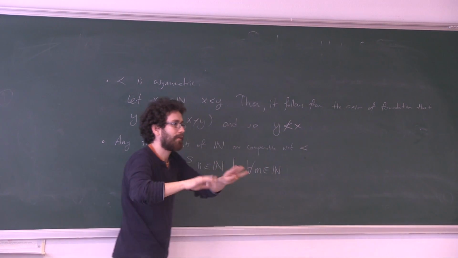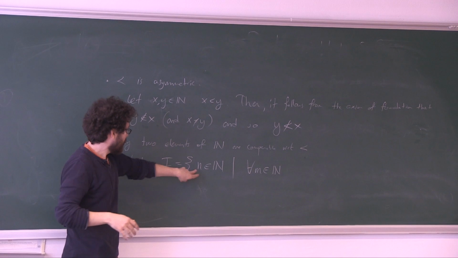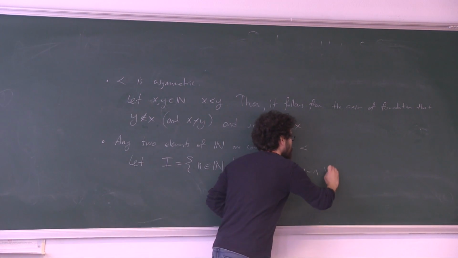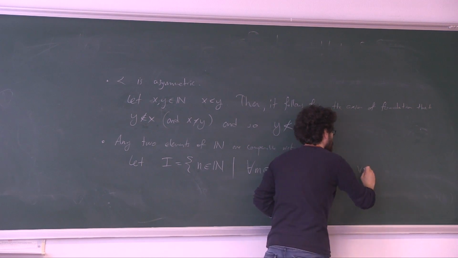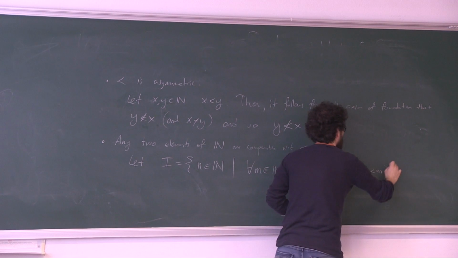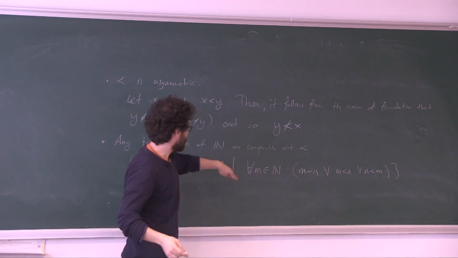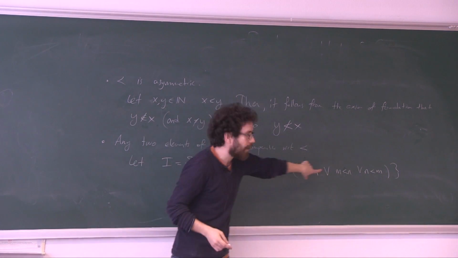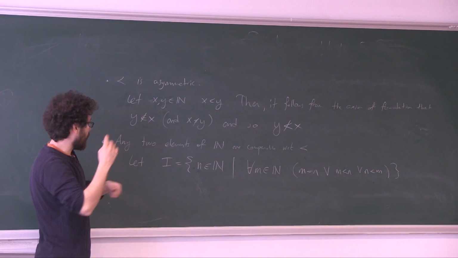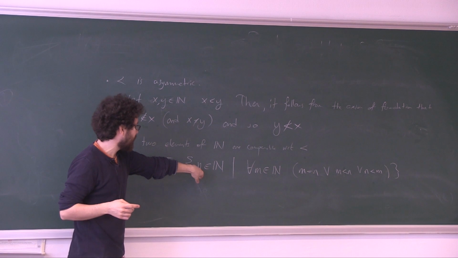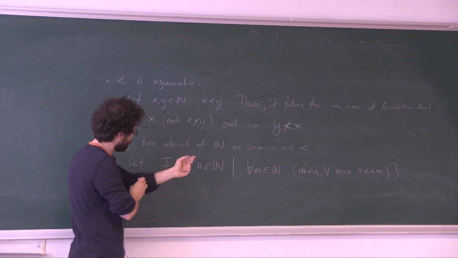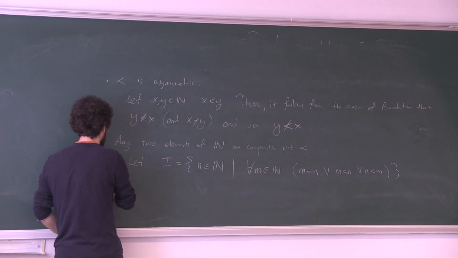Maybe I've said it wrong. I don't care. You know what I mean. So for all m and n, either this happens, or this happens, or this happens. So I'm going to say, okay, forget about N. Let me write down this property. I take the set of all natural numbers satisfying this property to be I. We proceed by induction.